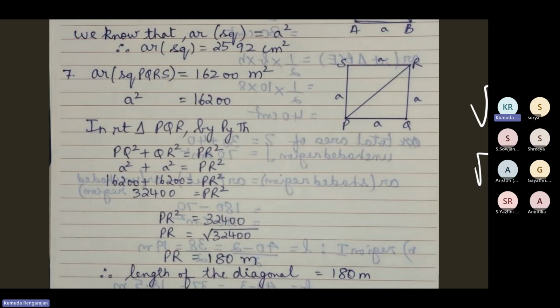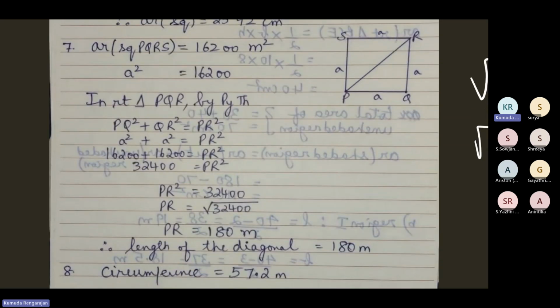So here the area is given. That means A square is given. A square is 16,200. When we apply Pythagoras theorem in right triangle PQR, you will get A square plus A square. A square is 16,200. Okay.